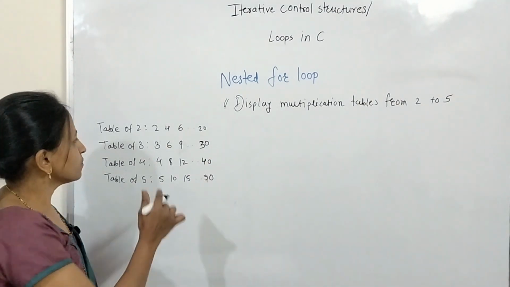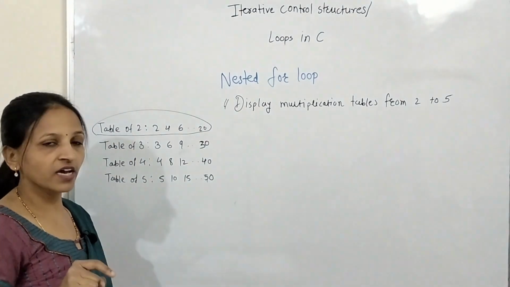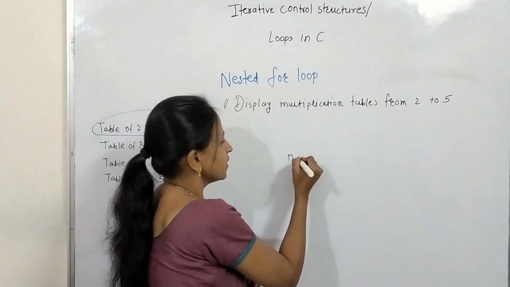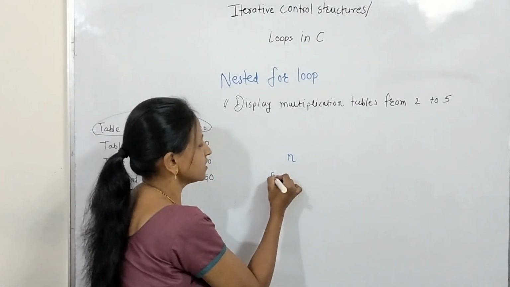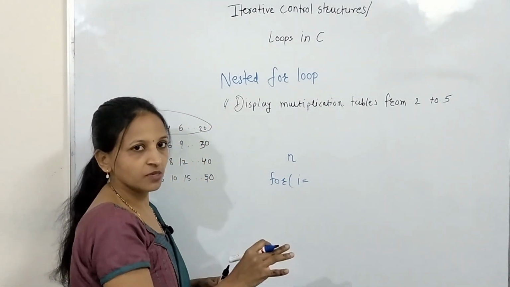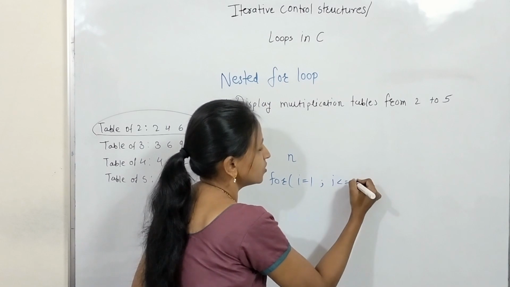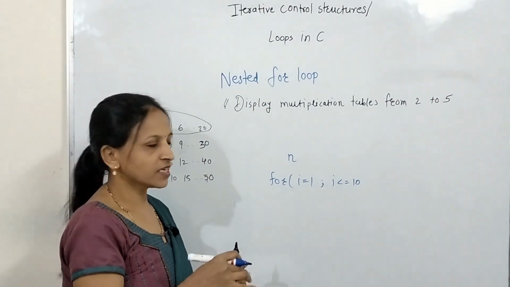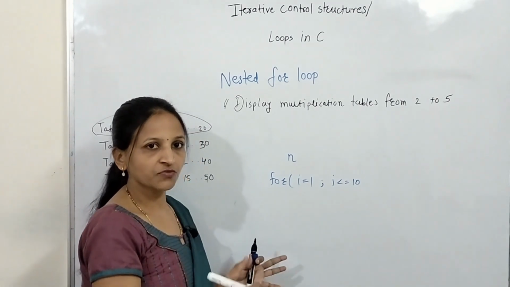Now we know that for displaying one single table, that is the table of any single number, we have to write one for loop. How? Suppose the number is n, and to display the multiplication table of n, we have to write the loop like this: for I equals 1, I less than or equal to 10, because up to 10 we have to multiply that n. We multiply by I, and I will change from 1 to 10.